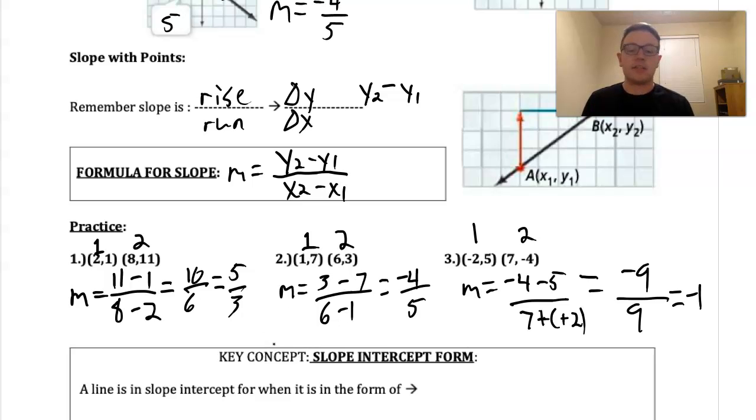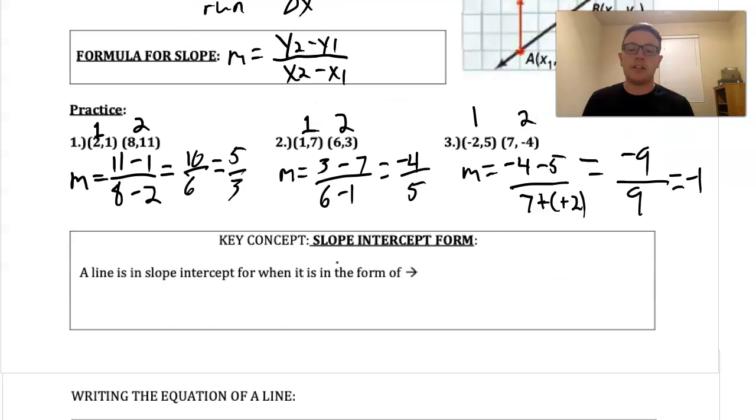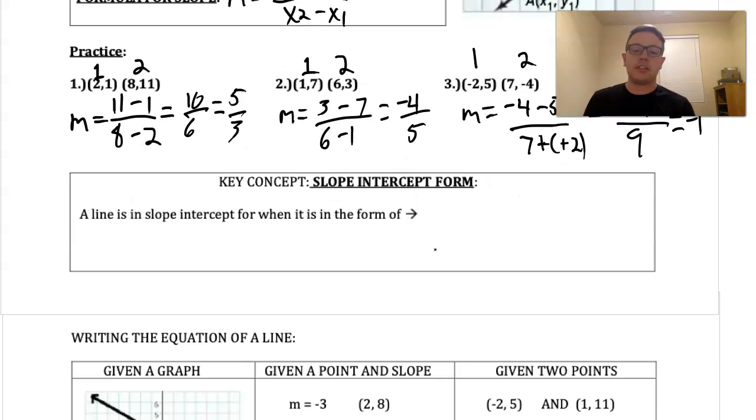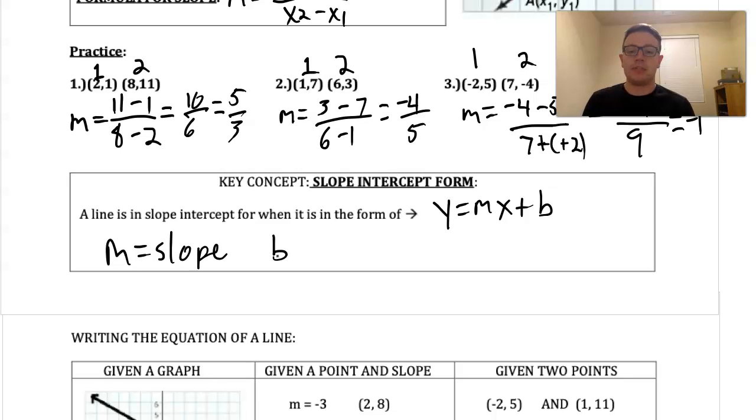Our key concept when we have this slope is our slope-intercept form. It should be familiar: our slope-intercept form is y is equal to mx plus b. We already said m is our slope, and b is going to be our intercept from the name. B is specifically going to be our y-intercept, which is where x equals 0.